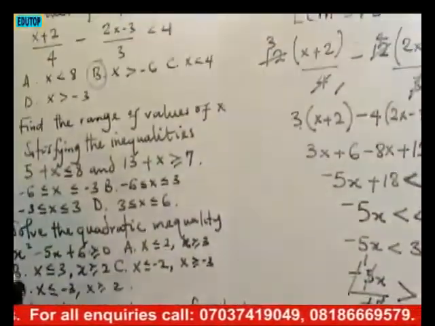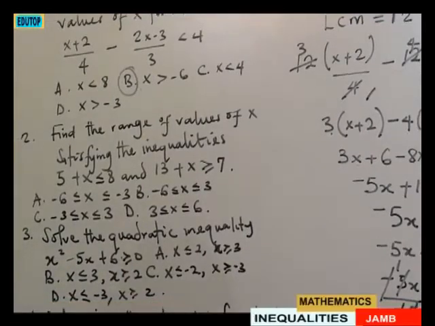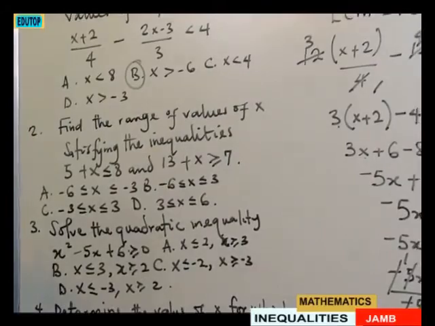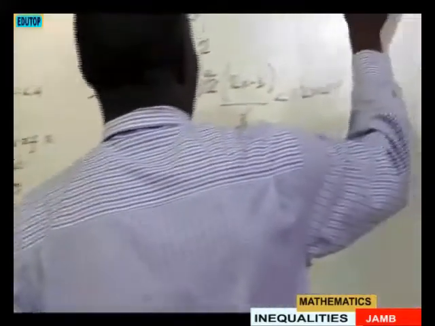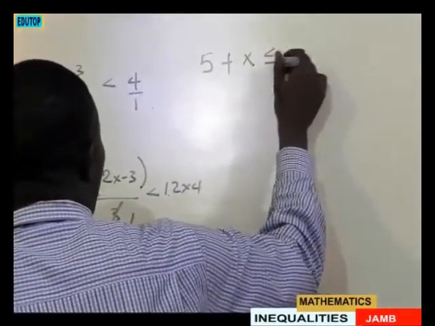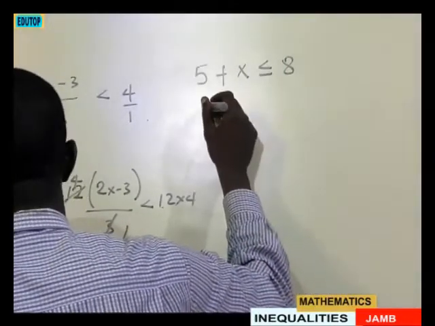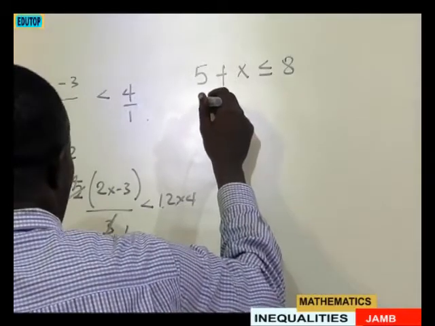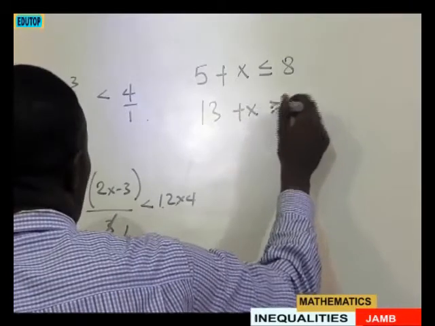Just click on the option B. Then the next question says, find the range of values of x satisfying the inequalities. So we have 5 plus x less than or equals to 8. So we are going to solve, we have two separate inequalities. The second one is 13 plus x greater than or equals to 7.